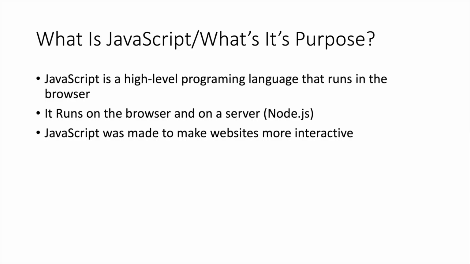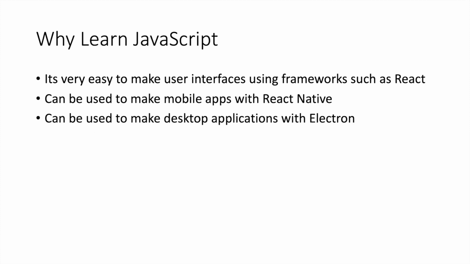So what is JavaScript? JavaScript is a high-level programming language that runs in the browser. It also runs on servers, and you can also run it on Node.js. So if you don't want to run JavaScript in the browser, you can also do basic coding with JavaScript on Node.js. So why was JavaScript made? It was made to make websites more interactive. JavaScript can handle button clicks and form submissions beautifully.